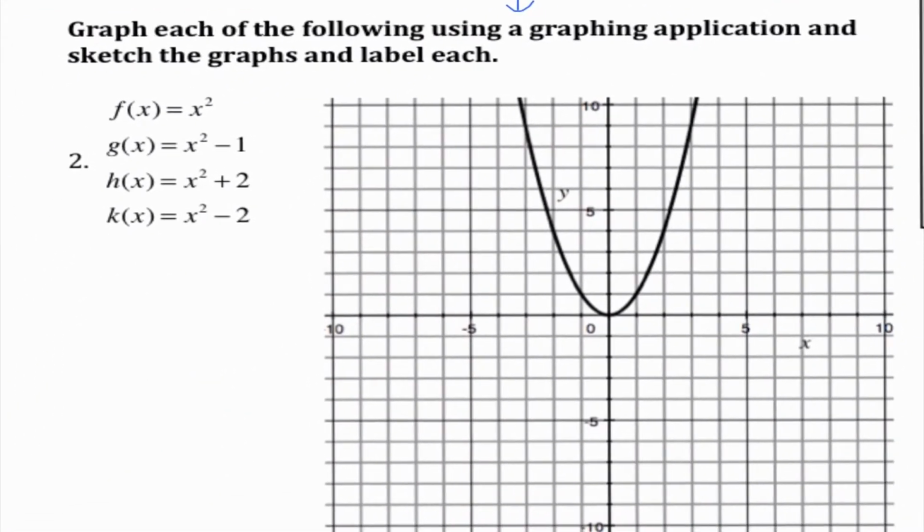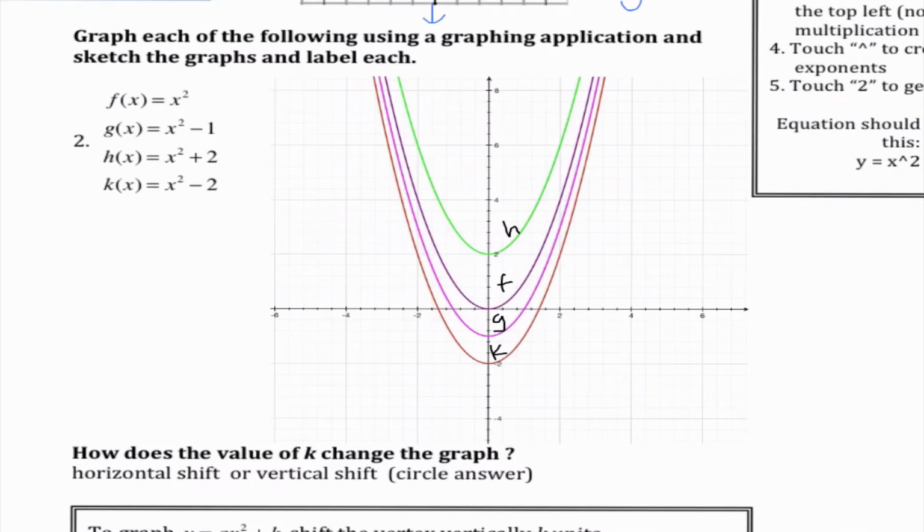If we look at number 1, it says sketch or graph each of the following using a graphing application, and sketch the graphs and label each. When I graph all of these graphs, this is what it looks like. f of x equals x squared, I labeled f; g of x, here we go; h of x up here; and k of x is down here.